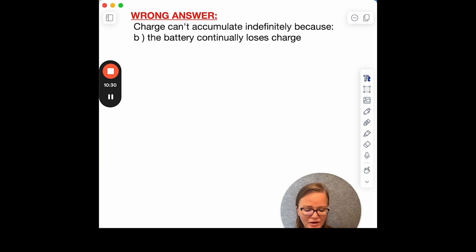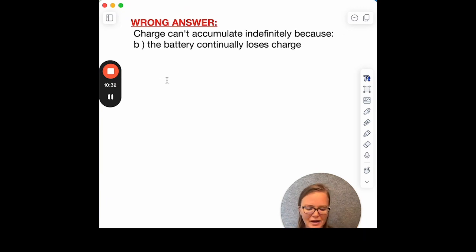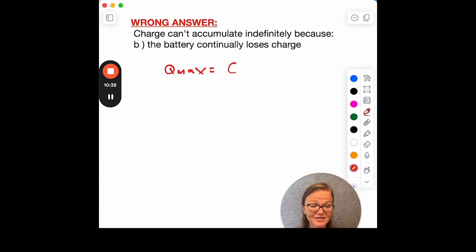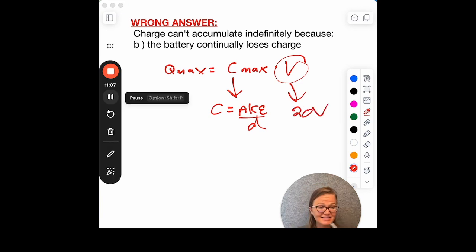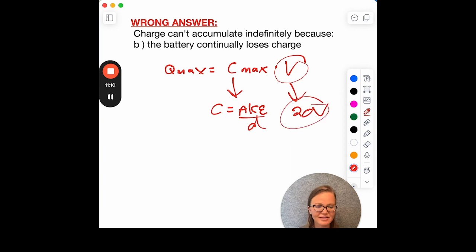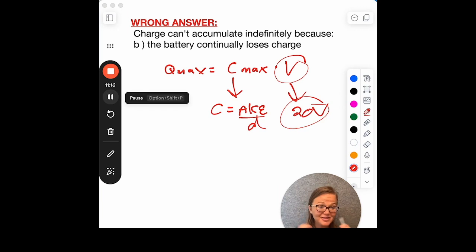Remember, we just said in the last question that how much charge you can put on a capacitor plate is given by the equation: our max amount of charge is equal to the capacitance of our capacitor times the voltage from our battery. And that capacitance can be broken down in the equation C equals AKE over D. So it is true that the max charge depends on the voltage from the battery, but this voltage is just a stable number. Like let's say this is 20 volts. In the time it takes to charge our capacitor, that 20 volts is not going to get depleted, right? We're not going to run out of chemical reactions in our battery in that time. So that's why this answer choice is wrong too.